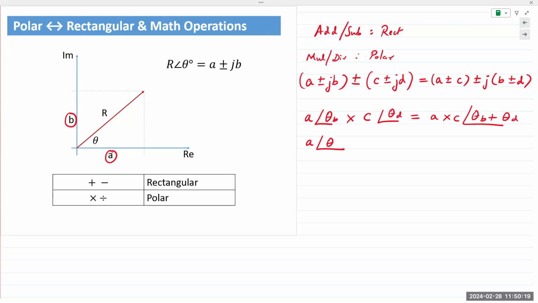A with phase angle theta B divided by C with phase angle theta D. Magnitudes get divided, A divided by C. Again, something I can perform on a simple calculator. And the phase angles are subtracted. Again, subtraction is something you can perform manually, or you can do it on a simple calculator.